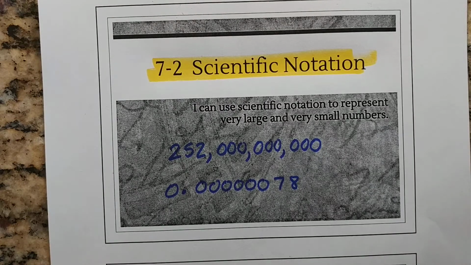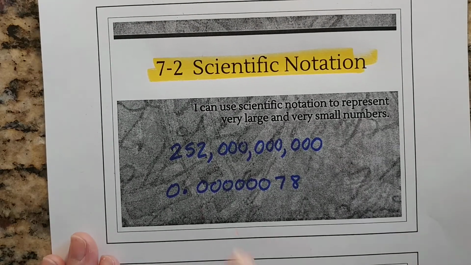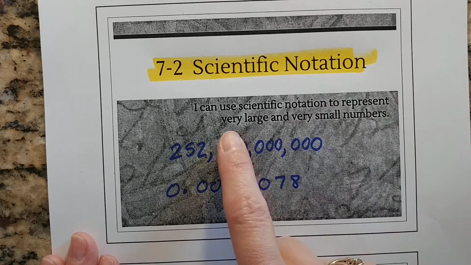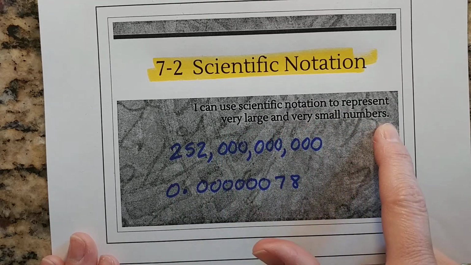Hi there, today's lesson is on scientific notation, lesson 7-2. The goal here is to be able to use scientific notation to represent very large and very small numbers.